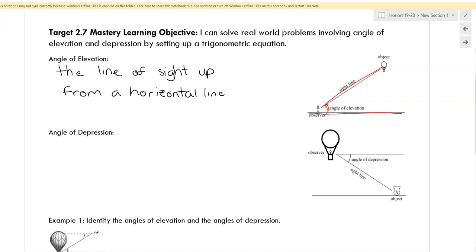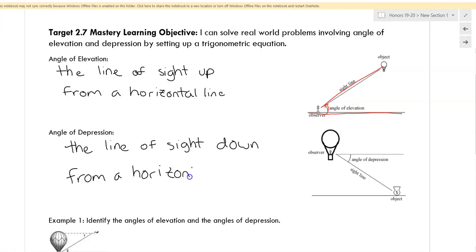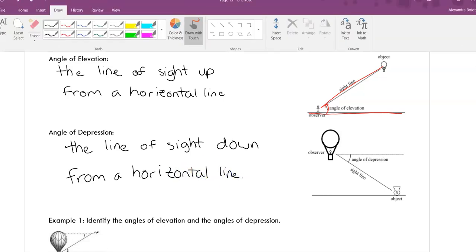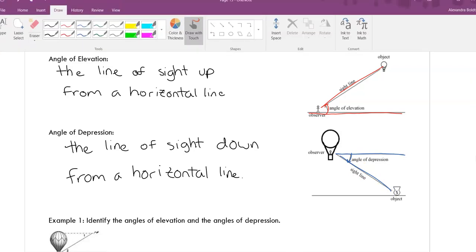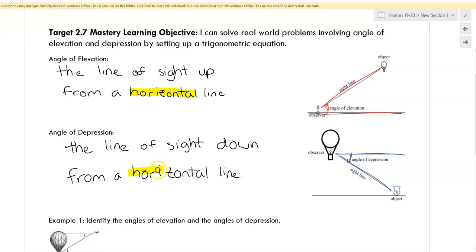For an angle of depression, it's the line of sight down from a horizontal line. So same type of thing. We have a horizontal line, and then we're going down from there. The biggest thing is it's this horizontal line.